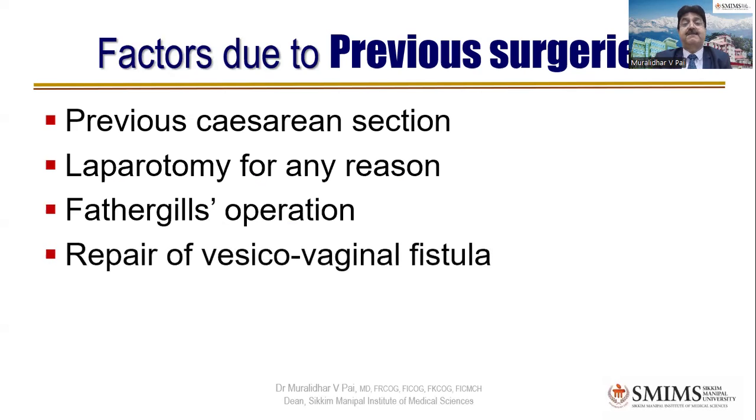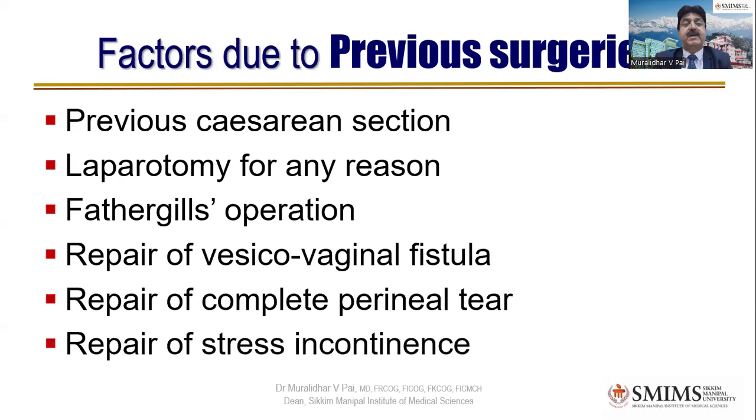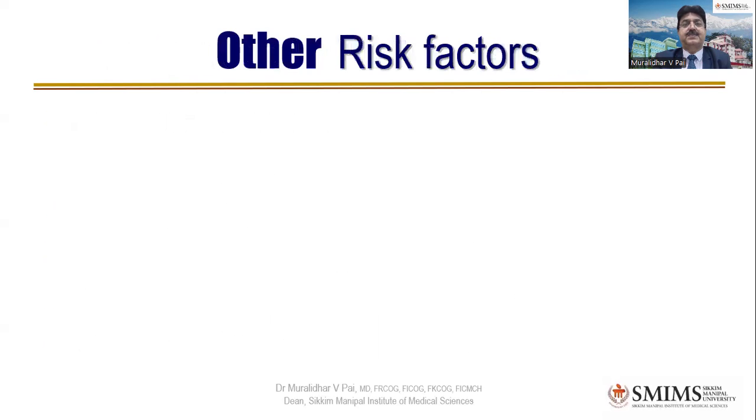Repair of vesicovaginal fistula. Again, nowadays the vesicovaginal fistula as such has come down because of better management of obstructed labor. But if it was there, then it is a high-risk pregnancy because you cannot allow vaginal delivery in these patients. They have to have elective cesarean section, especially a high incision. Repair of complete perineal tear. These are the patients you have to think twice before giving vaginal delivery. Repair of stress incontinence. Again, you don't want to disturb the tape, TVT, or whatever you have put. So better an elective cesarean section.